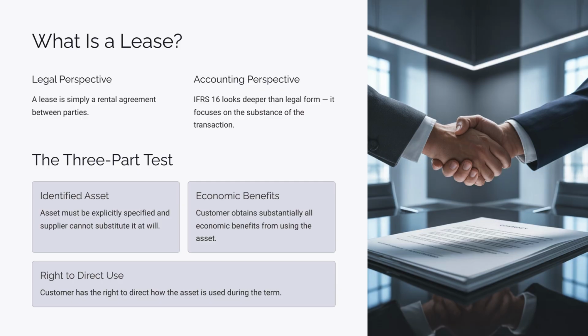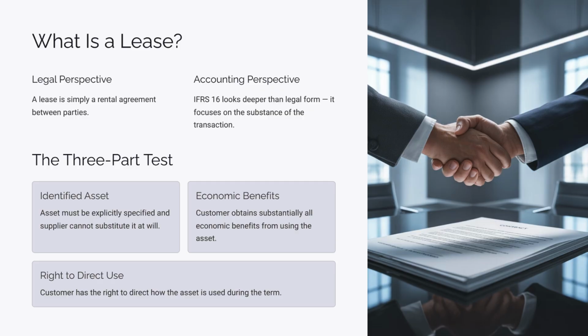Let's begin by clarifying what a lease actually is. Leasing is everywhere. Companies lease vehicles, office equipment, warehouses, and even entire factories. From a legal perspective, a lease is simply a rental agreement. But from an accounting perspective, IFRS 16 looks deeper than the legal form. It focuses on the substance of the transaction. In other words, is the lessee really just renting the asset, or are they effectively financing a purchase of the right to use it? That's the foundation of IFRS 16.